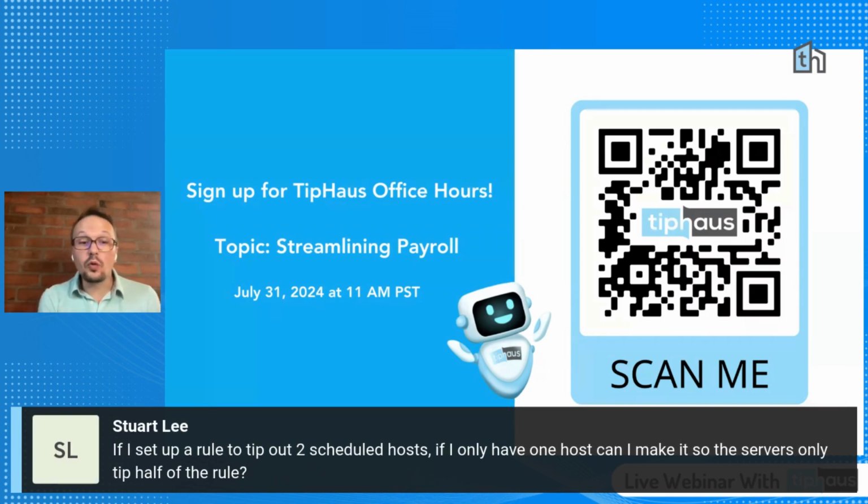Stuart Lee asks, if I had set up a rule to tip out 2 scheduled hosts, and I only have 1 host, could I make it so the servers only tip out on half of the rule? We do have some ways of doing that tiered system. It's not something I have time to get into right now, but Stuart, if you're interested in building a tiered system based on staffing amounts and how many of a job code are on, there are some pros and cons to that. There are some reasons that rules expanding and contracting based on staffing makes sense without that kind of approach.